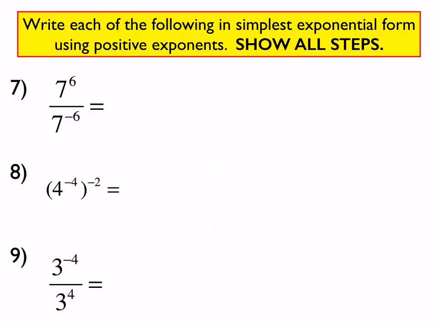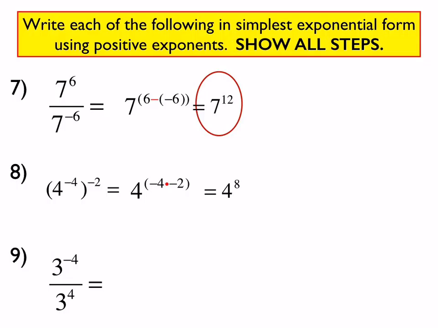Here we go. Number 7 is a division problem with like bases. Therefore, we subtract the exponents. Make sure that you show that step. 6 minus negative 6 is 12, so we have 7 to the 12th power. Number 8, when we have a power to a power, we multiply exponents. Negative 4 times negative 2 is 8. That one gives us 4 to the 8th.